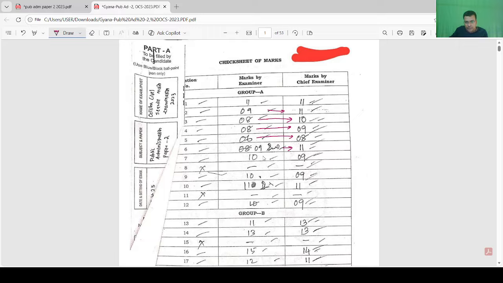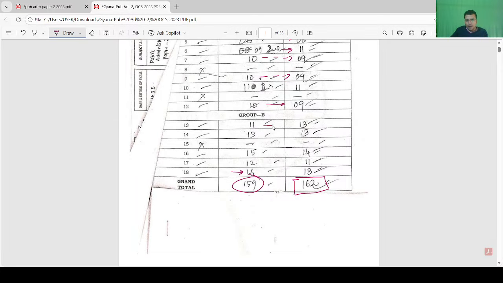Here 10 decreased, 1 mark decrease. Here 10 decreased by 1 mark. It is 11. 10 decreased by 1 mark to 9. 11 increased by 2 marks, 13 the same, 15 decreased, 12 decreased, 16 decreased by 3 marks. So initially he got 159. After this, 162, an increase of 3 marks.